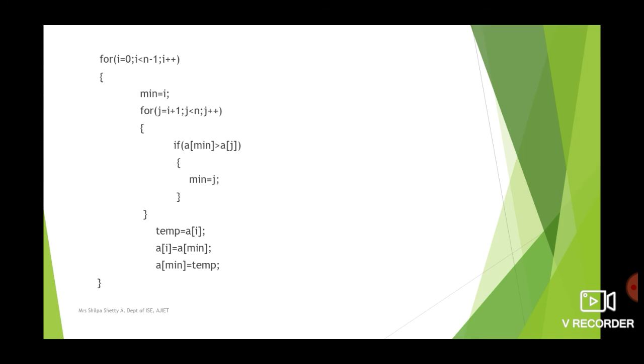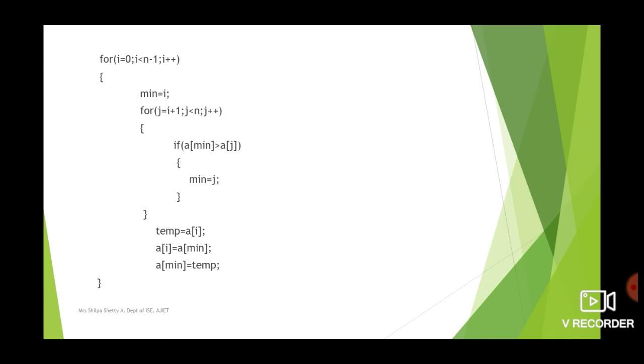So for j is equal to i plus 1, i is 0 in the first pass, 0 plus 1 is 1. So j is equal to 1. j less than n. n is 5. Less than n means less than 5, that is 4. So the j value will vary from 1 till less than 5, that is still 4. So 1, 2, 3 and 4. So how many comparisons will be there here? There will be 4 comparisons.